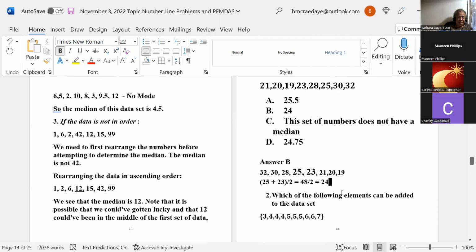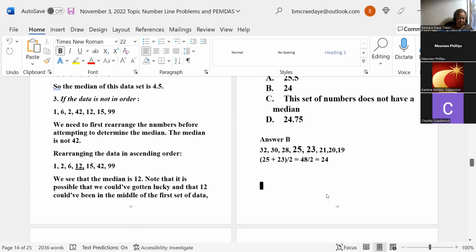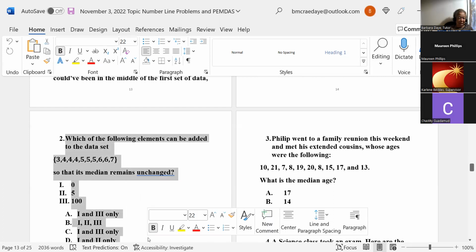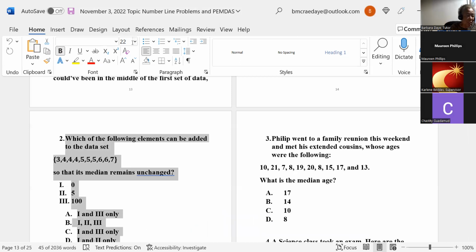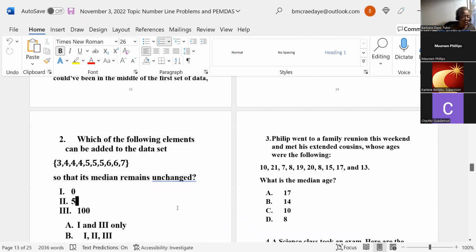Okay, now let's take a different kind of problem with the median. Number 2. Now, which of the following can we add to this data set and the median remains unchanged? In other words, the median does not change. Okay, Maureen, I want you to do that one.